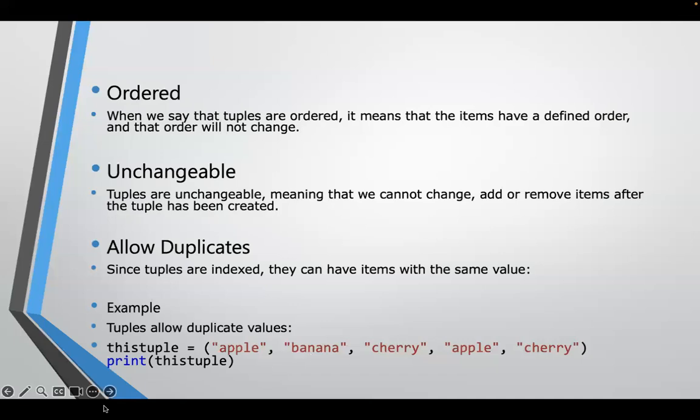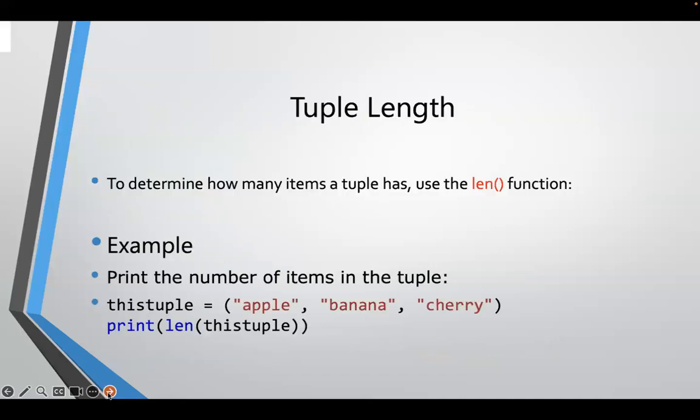So a tuple allows duplicates. We can also print the length of a tuple. To determine how many items a tuple has, we use the len function. For example, print the number of items in a tuple: set this tuple, print the length of the tuple. This is why I said, when people were saying the list was difficult, that if you understand one data type, other data types will be pretty easy.